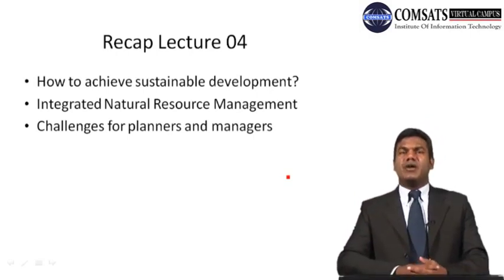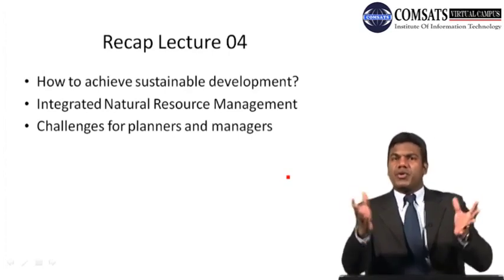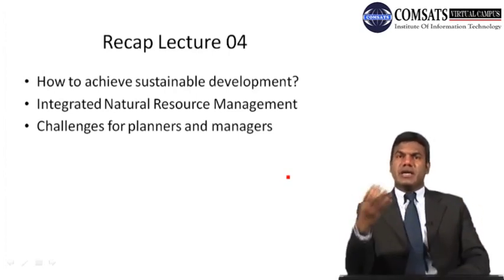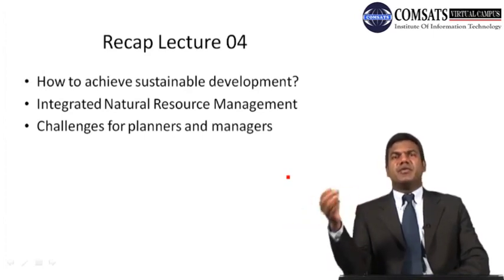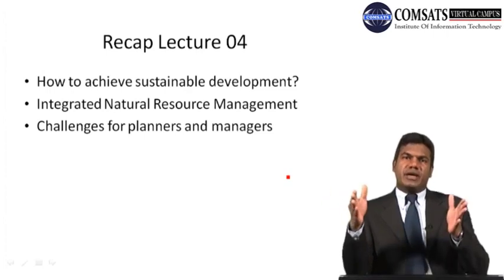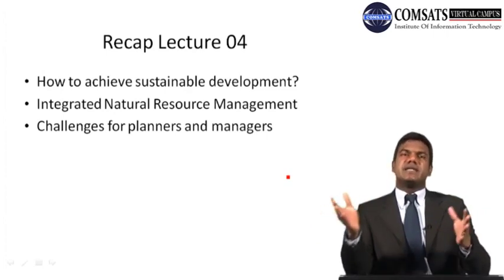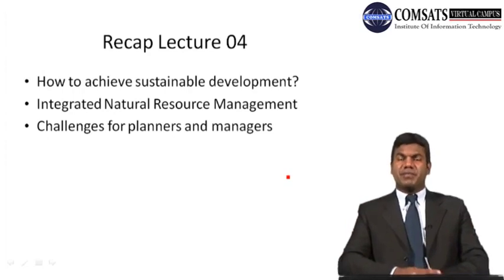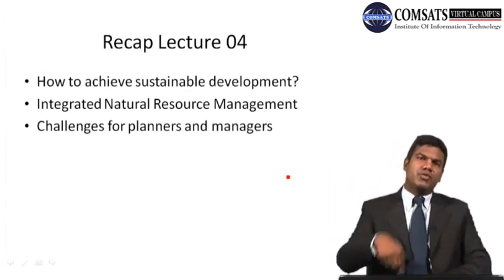Number one was how to achieve sustainable development, which was very important. It was quite different from other points we have discussed with reference to the definition of sustainable development. We introduced the concept of intragenerational equity, and the second concept of educating people, giving more information about the environment. These two points can help you achieve sustainable development. Later on, we introduced the concept of integrated natural resource management, where you look holistically. You're not looking at the subparts or just one system, you are looking at the whole system.